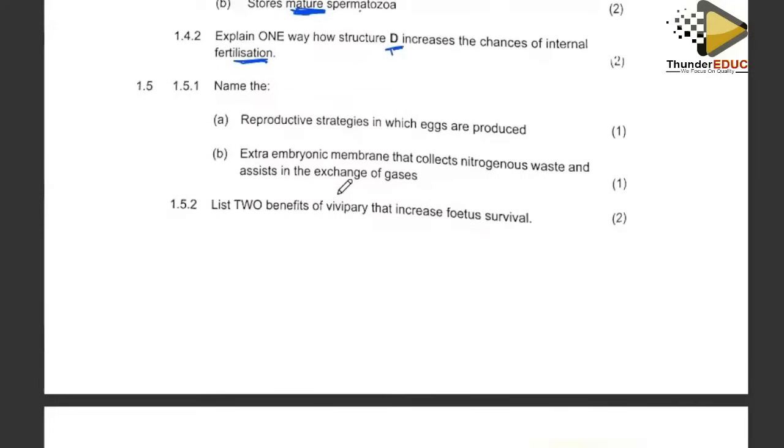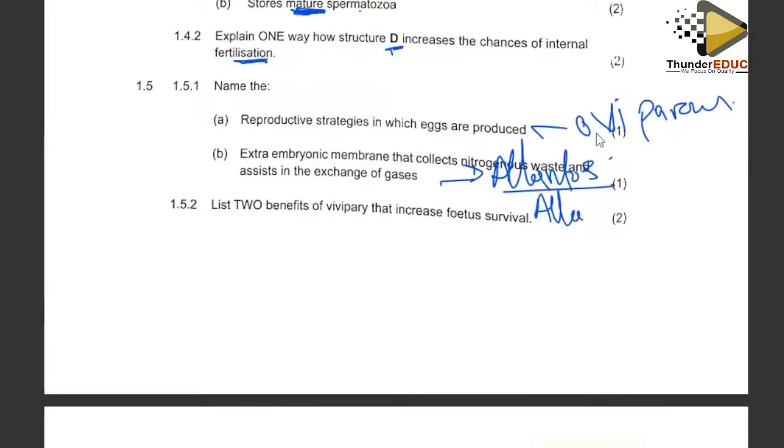Then 1.5. Name the reproductive strategy in which eggs are produced. Whenever you are producing eggs, that is oviparous. Next: the external embryonic membrane that collects nitrogenous wastes and assists the exchange of gases. We call this one the allantois.